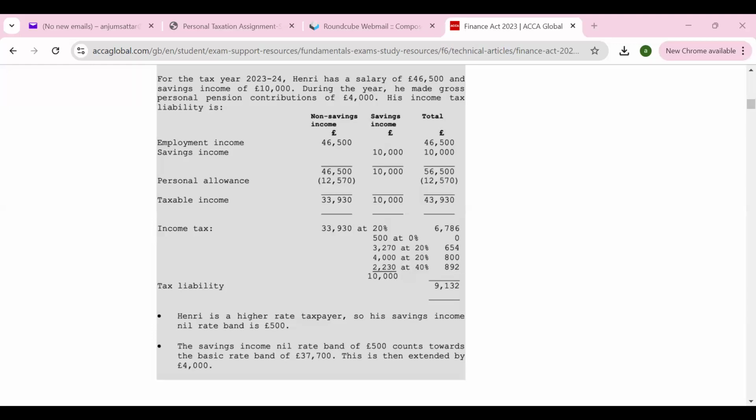So this year we have a personal allowance. If you look at any previous sample assignment, there was a personal allowance of 12,500, no, 12,570 in the Finance Act. That's the only key difference. Any questions there, please?